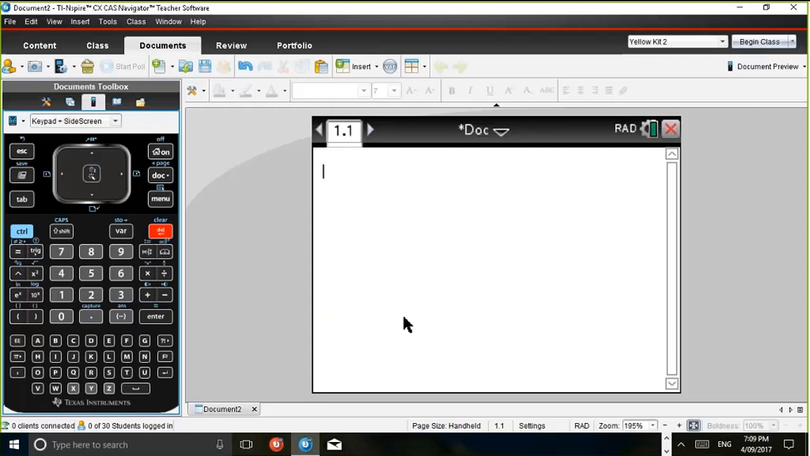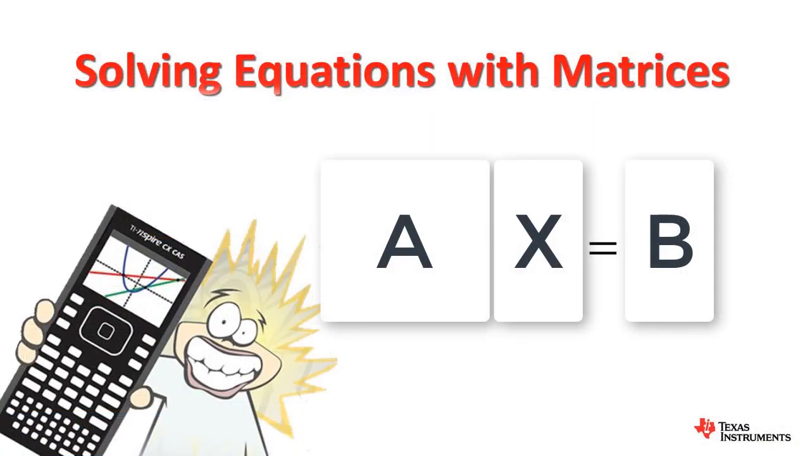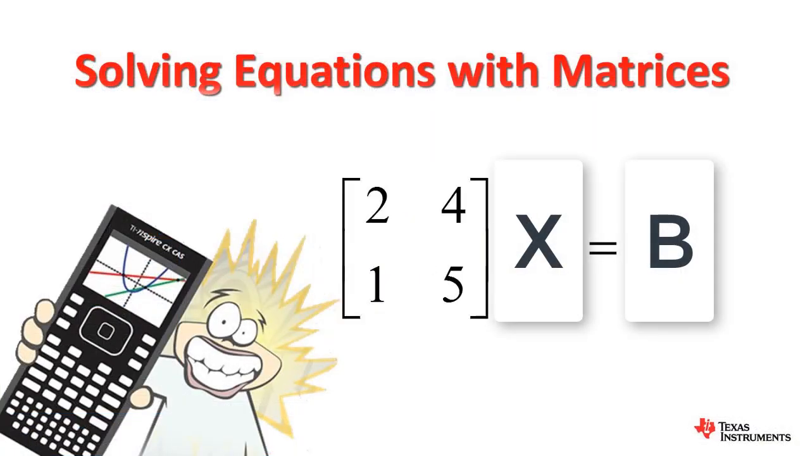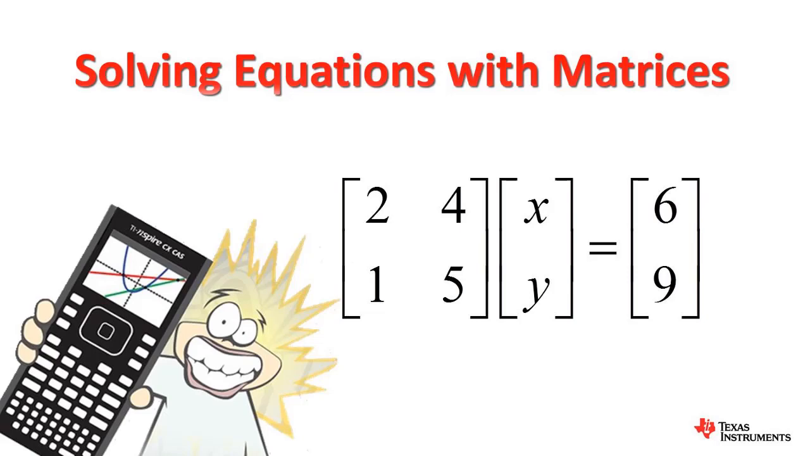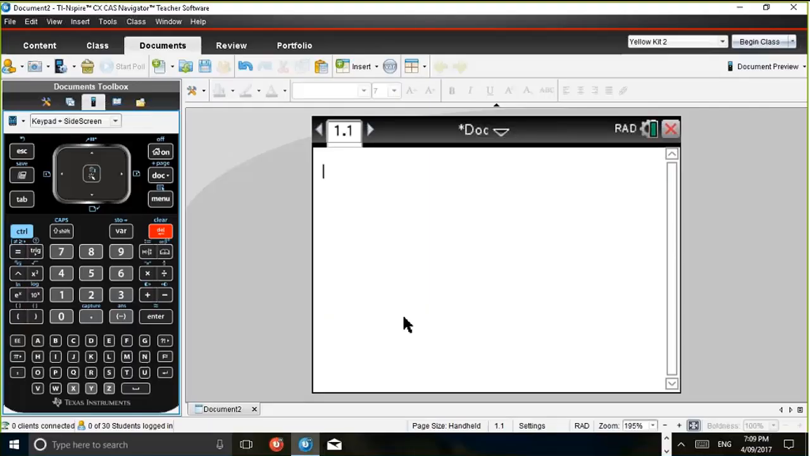Ways of solving a matrix equation of the form AX equals B, where A is your coefficient matrix, your 2 by 2 square matrix. X is your column matrix, which contains the unknowns X and Y, and B is your column matrix, which contains the constants on the right-hand side of the equation, if you were to write the equations in the form, for example, ax plus by equals c.